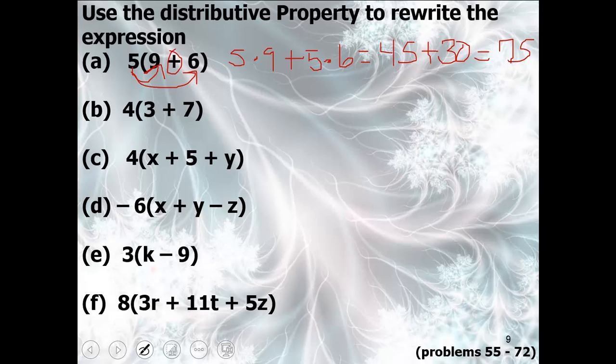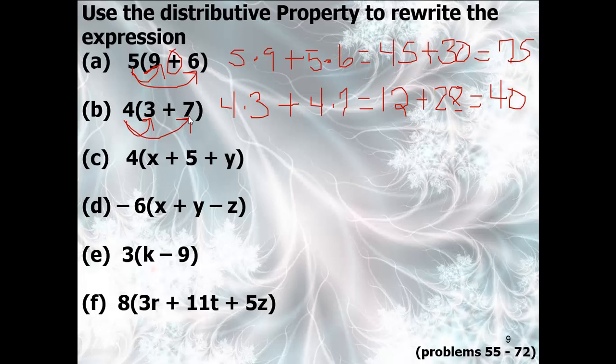Welcome back. I'm going to go 4 times 3 plus 4 times 7. 4 times 3 is equal to 12 plus 28, and that's going to give me 40. Let's just check it. 3 plus 7 is 10. What's 4 times 10? 40. You see how we get the same answer? One way we use the distributive property. One way we use the order of operations.